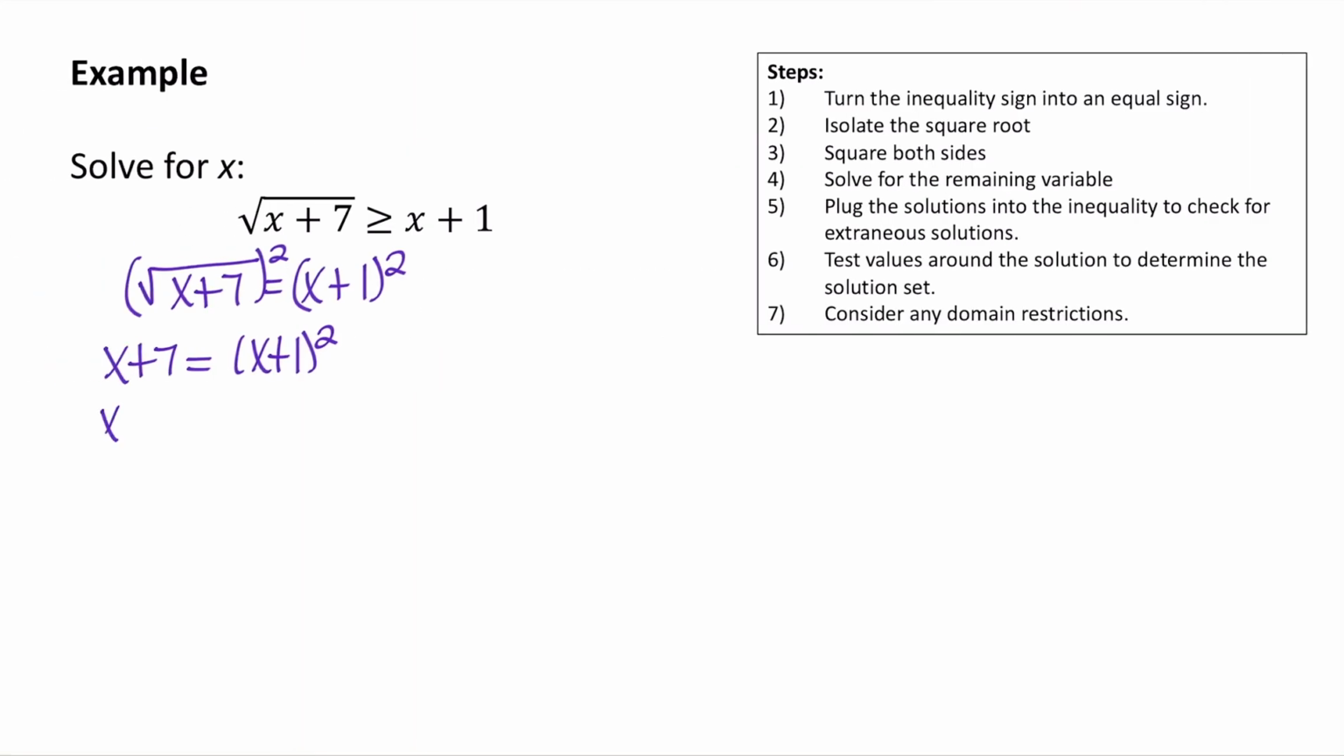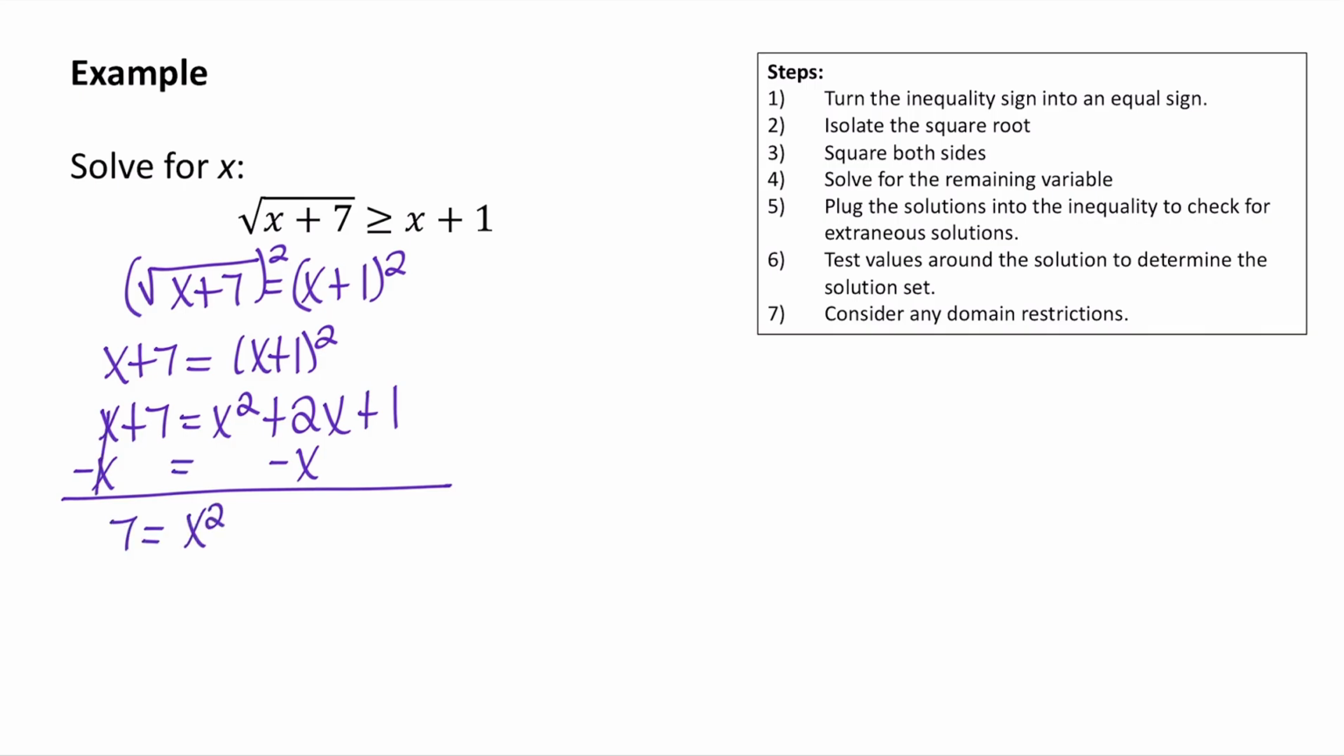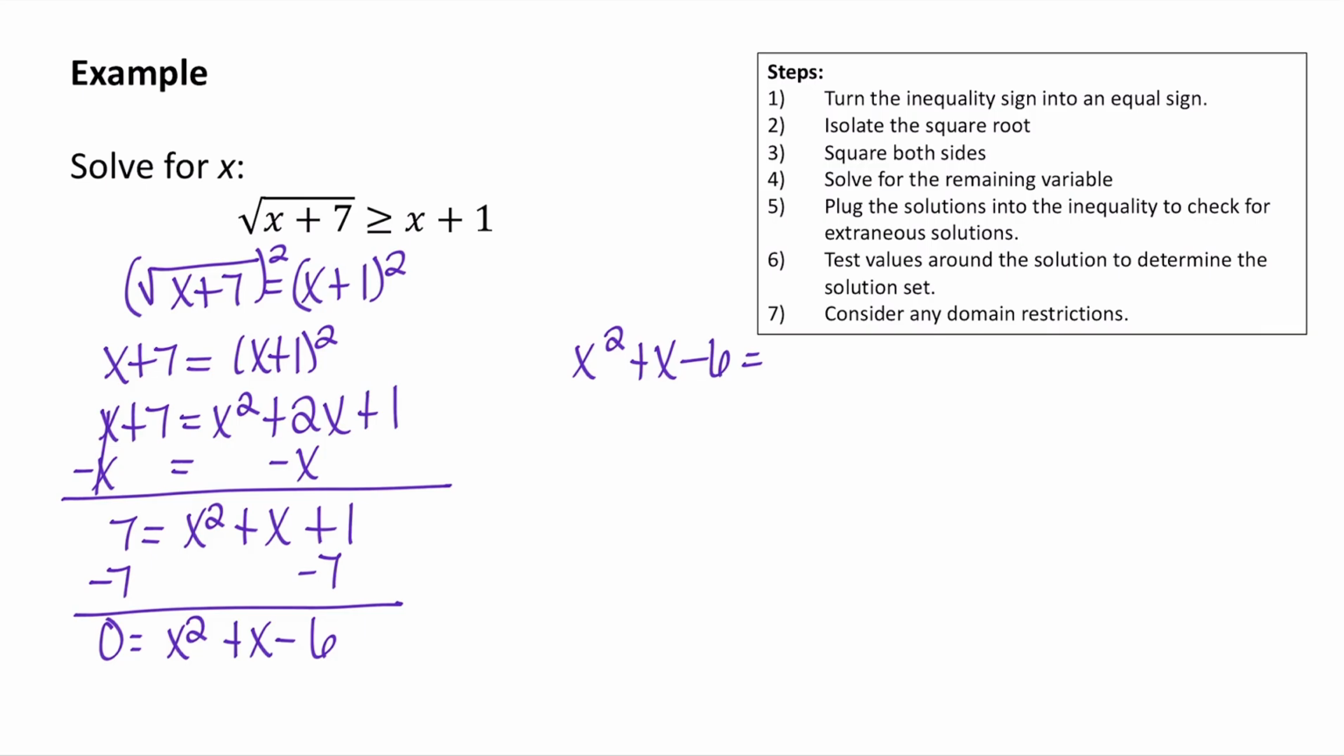So I have x plus 7 equals x squared plus 2x plus 1. And so now to set it equal to 0, I'm going to start off by subtracting x from both sides. So that gives me 7 equals x squared plus x plus 1, because 2x minus x is just going to be 1x. And then I subtract 7 from both sides, which gives me 0 equals x squared plus x, and then I have 1 minus 7, which is minus 6. So now I have this quadratic, x squared plus x minus 6 equals 0.